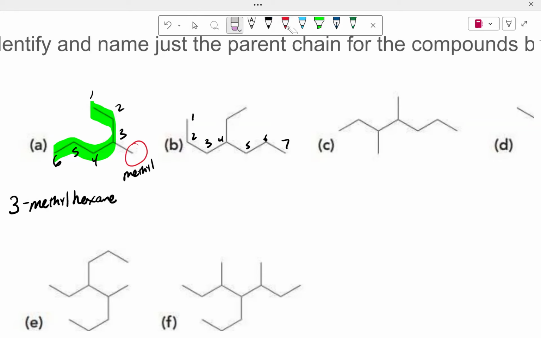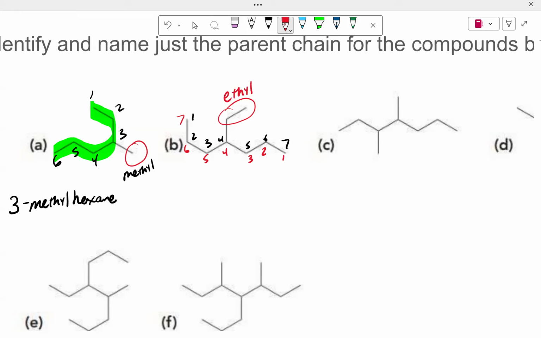Now I need to number the chain correctly so that the substituent gets the lowest possible value. In this case, if I go left to right, the group here is on 4. If I go right to left, I get the same exact thing. So it doesn't matter in this case, and that's fine. You might see some situations like that. The substituent's on the same carbon, so I can pick either direction.